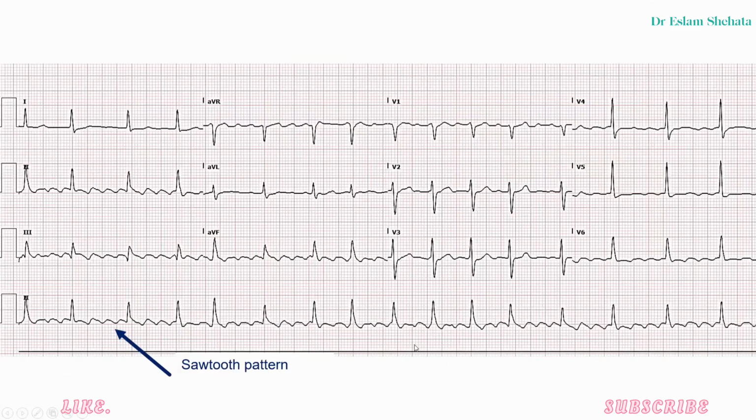So let's have a look at an example here. Here we've got a narrow complex tachycardia, and really the giveaway in this ECG is the sawtooth pattern that we've got in the inferior leads. Now, you'll notice that these 2 QRS complexes are closer together than these 2. So we had a bit of a variable block in this ECG, and you can see it in some other places as well. My point being, it's not always a rate of 150, it's not always a regular tachycardia. But when you see this sawtooth pattern and a narrow complex tachycardia, then that's the giveaway that it's atrial flutter.